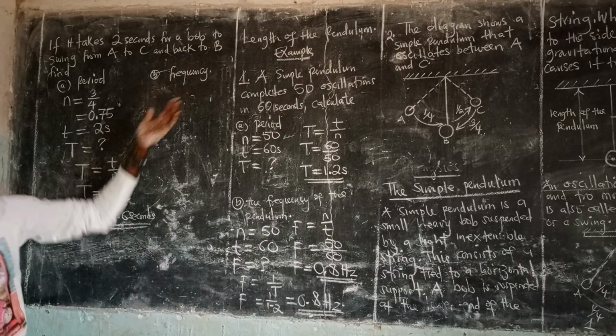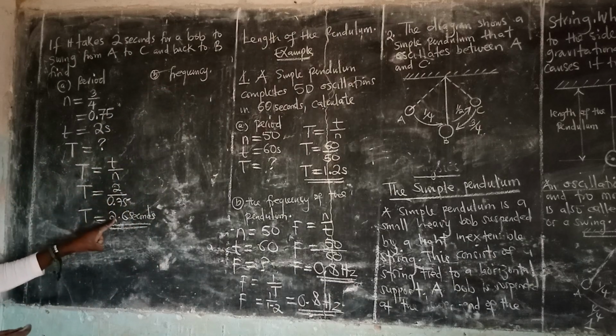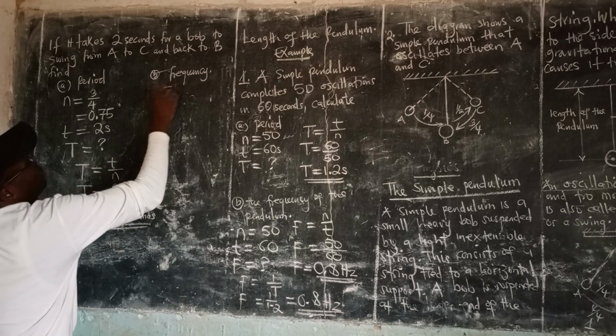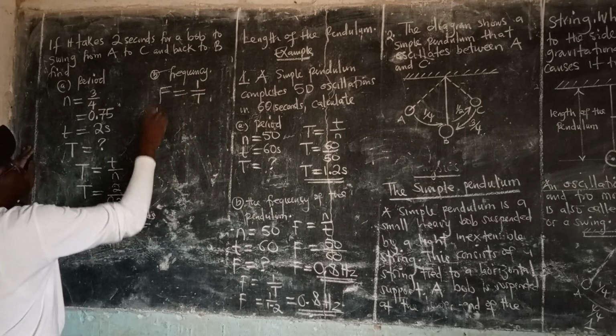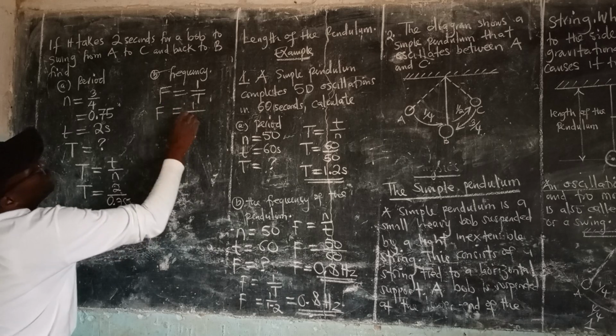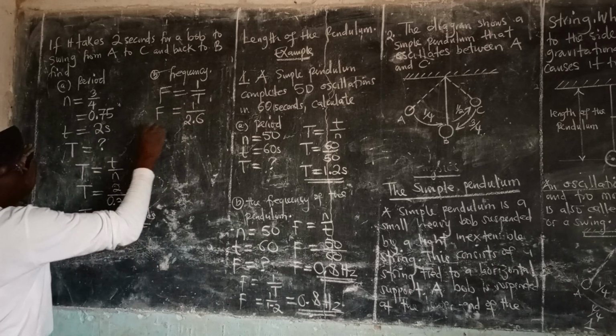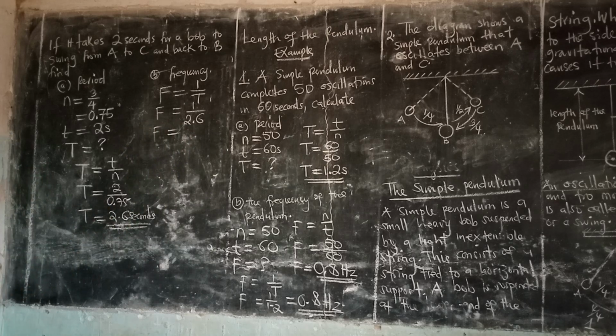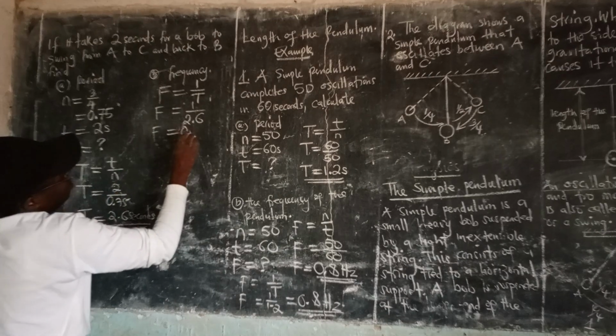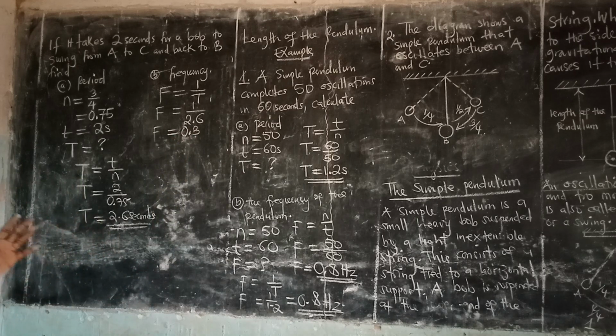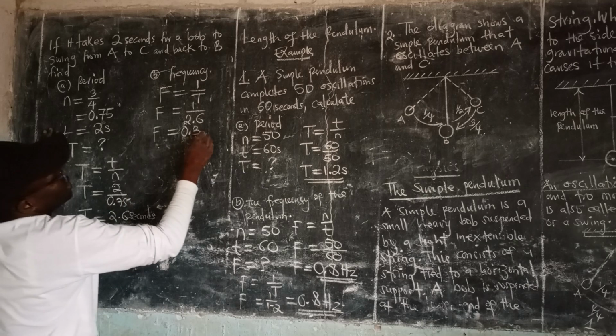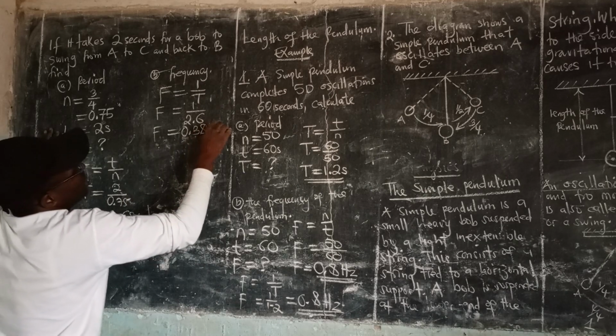Then, for frequency, we use the simple formula. I already have the T. So I'll just say F is equal to 1 over T. So F is equal to 1 over, what is our T? 2.6. F is equal to, what is 1 divided by 2.6? Those with calculators. 0.38. Is it 0.3 what? 8 what?